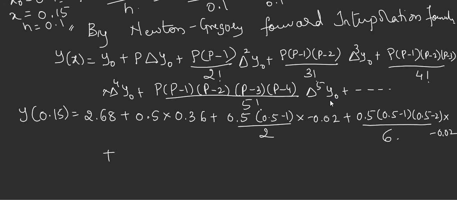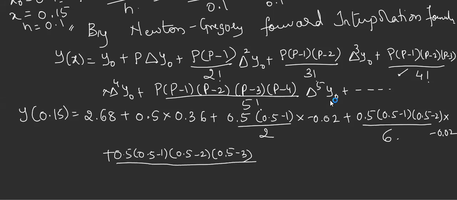3 factorial value is 6. Now come back to this part, minus 6, this term: p minus 1, p minus 2, p minus 3. Every time you have to increase by 1, till 2 here, till 3 here. Divided by 4 factorial. What is 4 factorial? 4 into 3 into 2 into 1.